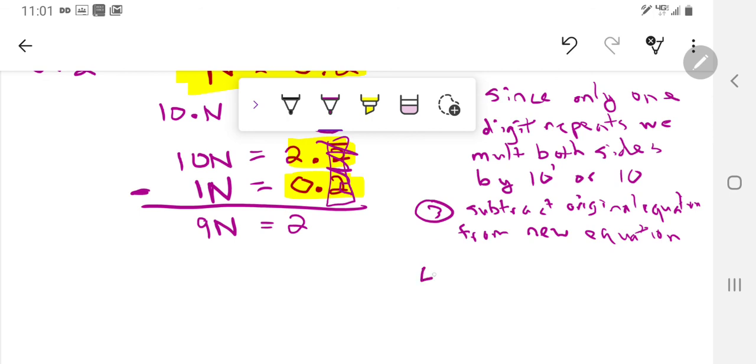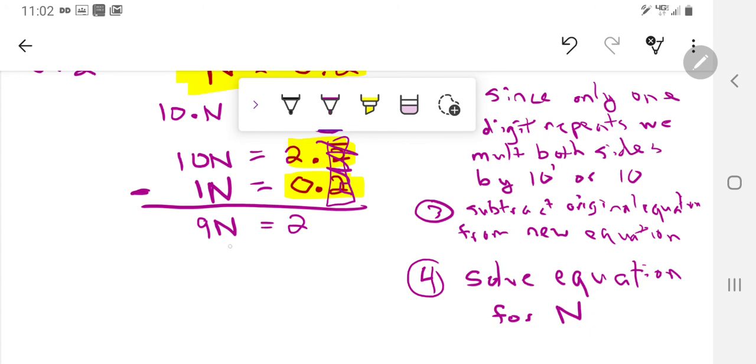And our final step is to solve the equation for n. So then we take this, we have to isolate n. So how do we get rid of a multiply by 9? We're going to divide by 9. We have to do it to both sides, so we make sure we keep our equation balanced and we keep getting equivalent equations. So this gives us n equals 2/9.